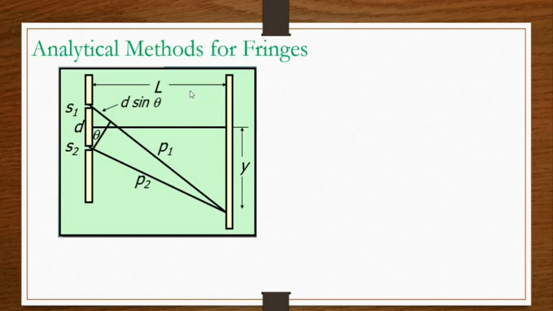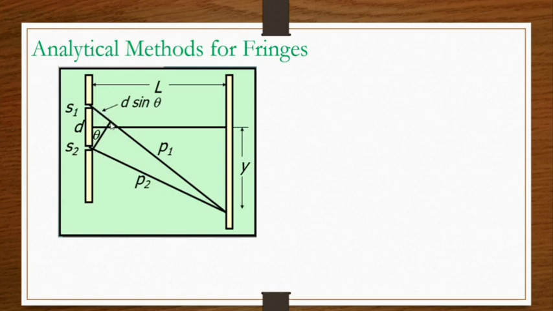Now, I want you to look at these analytical methods for fringes. These are the two slits, S1 and S2, and this is the screen. The distance from the slits to the screen is L. And this is the path taken by the light from S1 to the screen. We call that P1. This is the path taken by the light from S2 to the same point on the screen, and that will be P2. And there is a length difference between P1 and P2, which is this part.